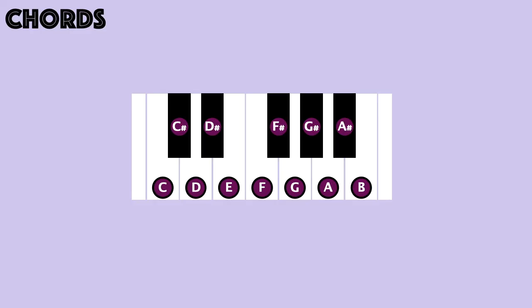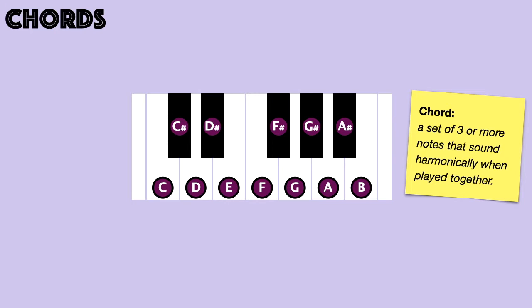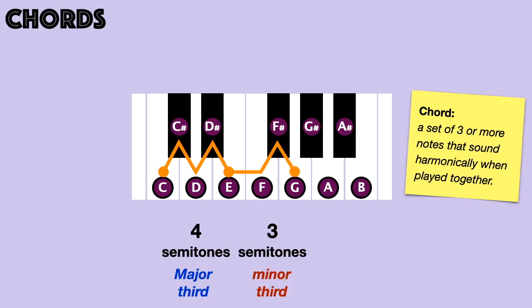And now that we can measure the distance between notes, we can talk about chords. A chord is a set of 3 or more notes that sound harmonically when played together. The distance between notes within the chord will tell us what kind of chord it is. For example, if the 2 first notes of the chord are 4 semitones away, that is, they are separated by a major third interval, and the last note is 3 semitones away from the second note, that is, they are separated by a minor third interval, the result is a major chord. In this case, a C major chord, as the root note is C.